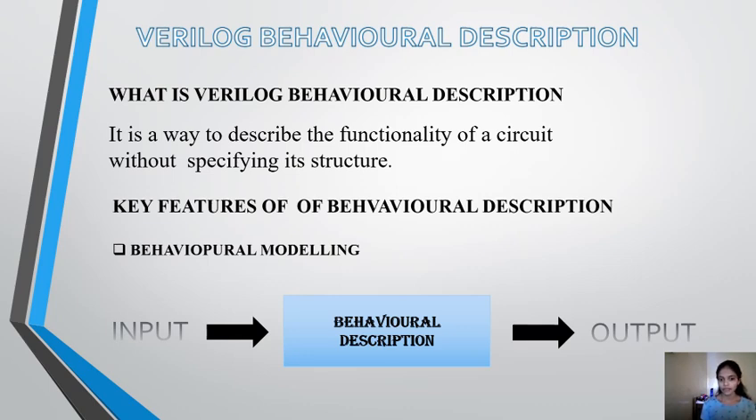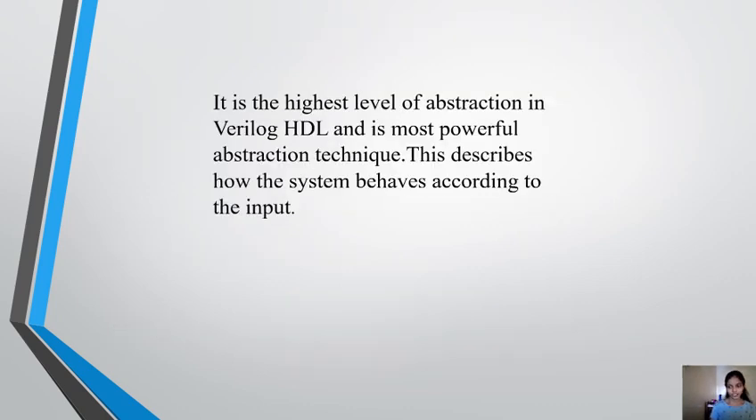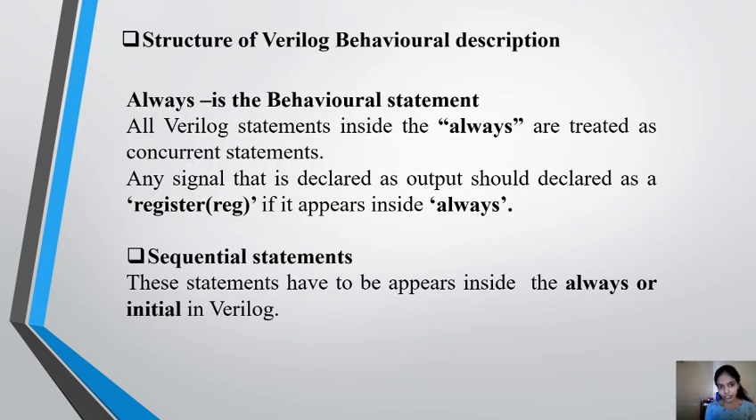The first one is behavior modeling. It is the highest level of abstraction in Verilog HDL. It is the most powerful abstraction technique, and this description describes how the system behaves according to the input and gives the output. The behavior modeling is done by using two important structures, always and initial.